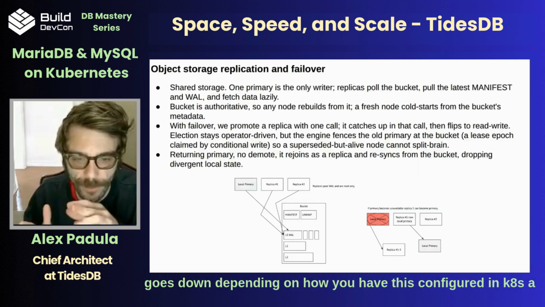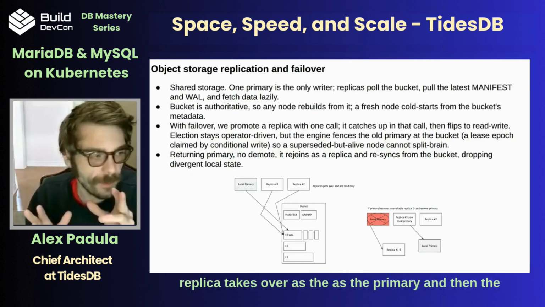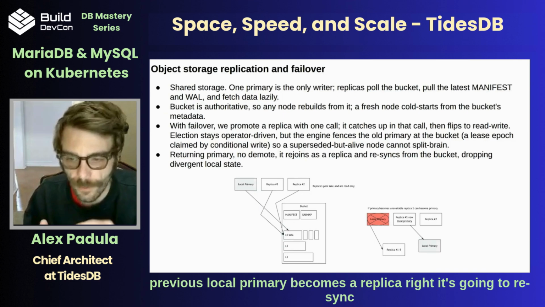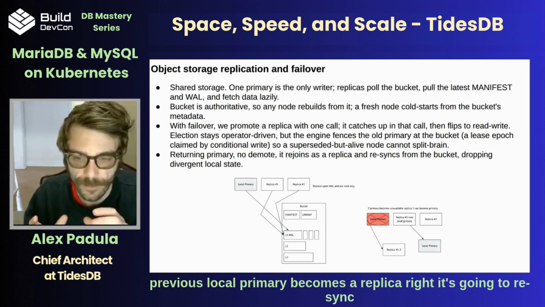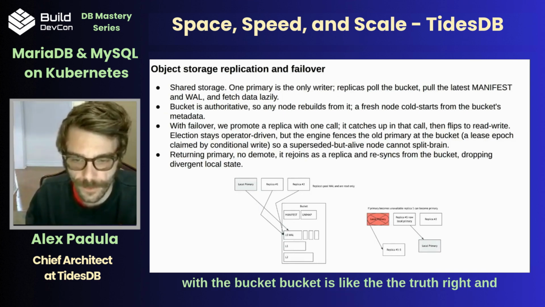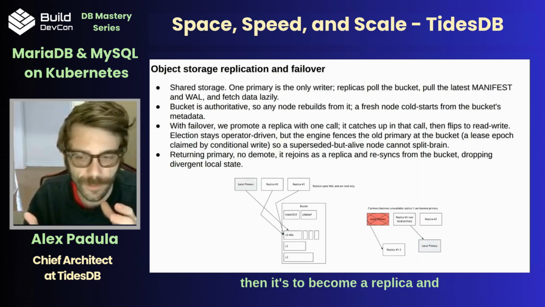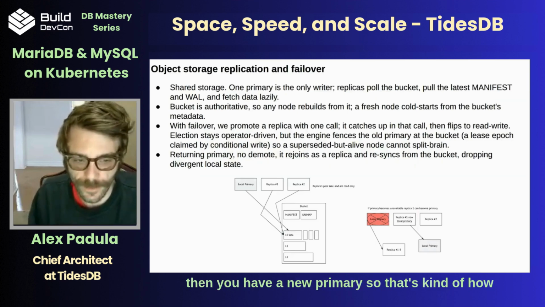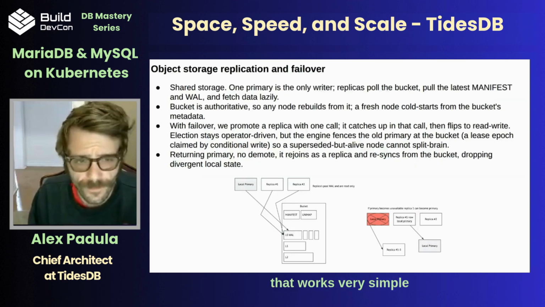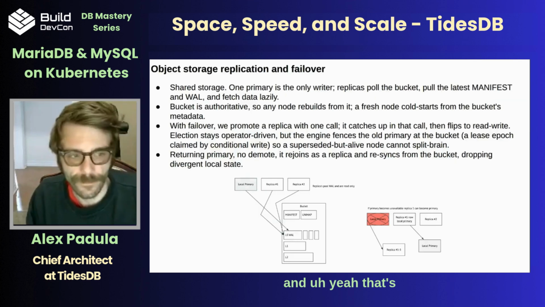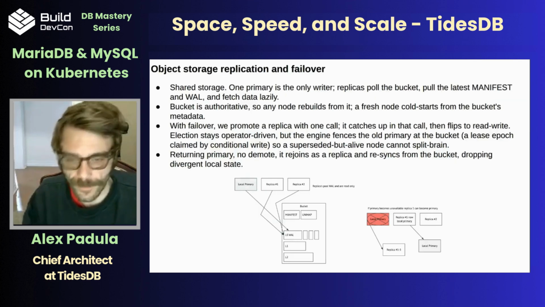If that local primary goes down, depending on how you have this configured in K8s, a replica takes over as the primary, and then the previous local primary becomes a replica, right? It's going to resync with the bucket because the bucket is the truth, right? And then it's going to become a replica, and then you have a new primary. So that's kind of how that works. Very simple, and that's a high level.